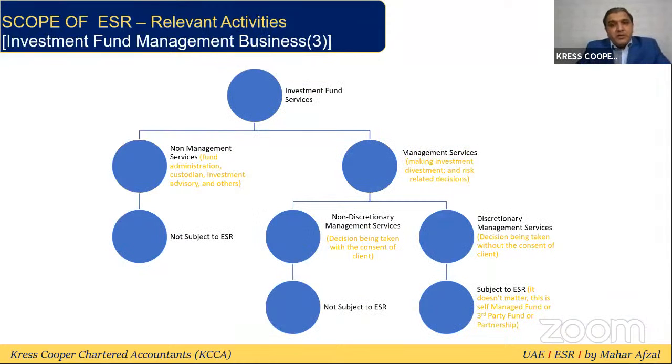So I have put it into this diagram. These investment fund services, they will be non-management services. We have just discussed, it will be out of the scope, like administration, custodian, investment advisory, all this will be out of the scope of ESR. And if the fund management services are being provided, like making investment, divestment, and risk related decisions, then we need to look into whether these services are discretionary or non-discretionary. If these services are non-discretionary, then it will be out of the scope of ESR. And if these services are discretionary investment fund management services, then it will be subject to ESR.